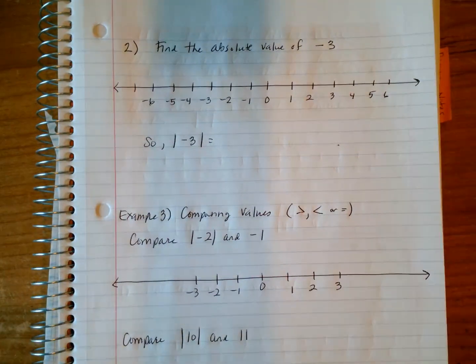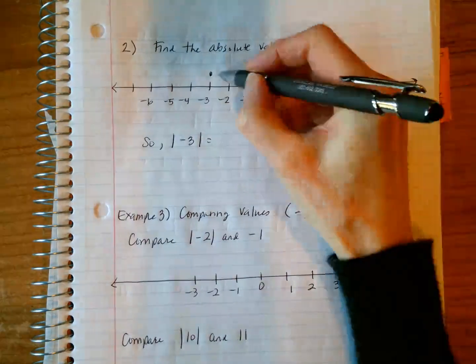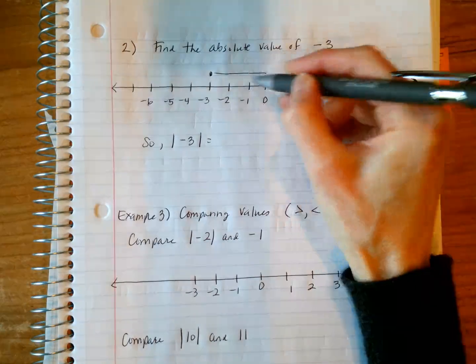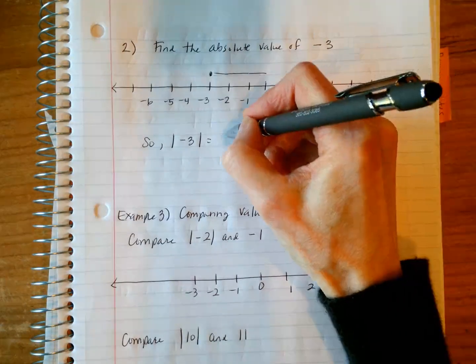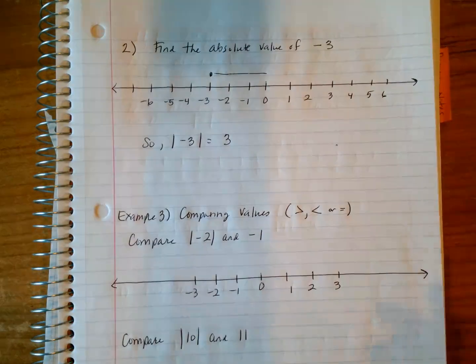Finding the absolute value of -3, we're going to do that the exact same way. We're going to plot -3. We are going to count to the right towards 0. 1, 2, 3. We are 3 spaces away from 0, so the absolute value of -3 is 3, because we are 3 spots away.